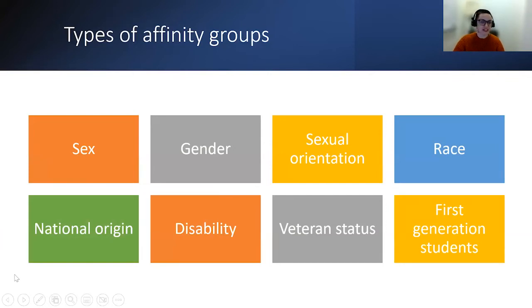All right, and on this screen, we now have the types of affinity groups, and it is just picture blocks of the words sex, gender, sexual orientation, race, national origin, disability, veteran status, and first generation students. This is, again, not an exhaustive list of what could constitute an affinity group, but these are just examples of where people could start. You might start with gender and then discover an even deeper affinity within that you want to explore. So when it's time to start creating an affinity group, it can be good to start in the macro and allow yourself to discover the micro within your group. Next slide.